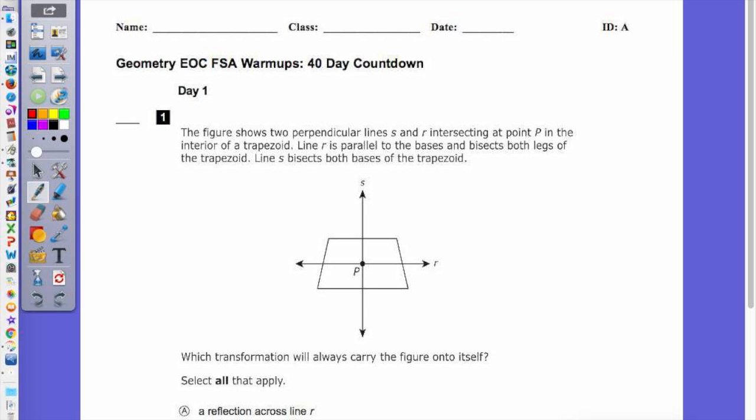The figure shows two perpendicular lines, S and R, intersecting at point P in the interior of a trapezoid. Line R is parallel to the bases and bisects both of the trapezoid's legs. So that means that's parallel. If it's parallel to both of those bases, then obviously that top and bottom line is parallel. When it says maps itself onto itself, that means it goes completely onto itself, no overlap.